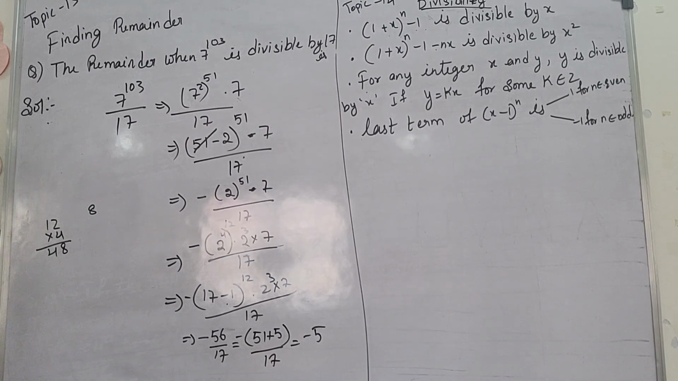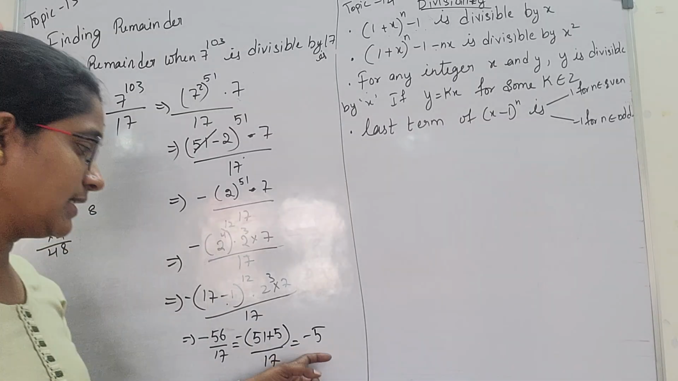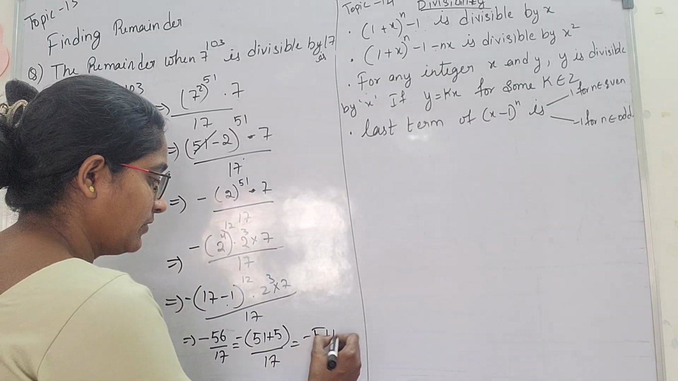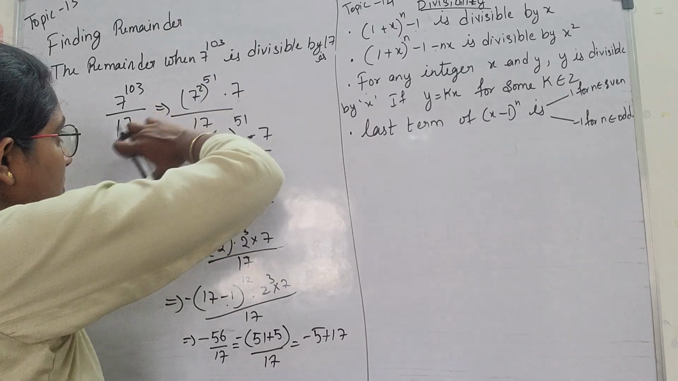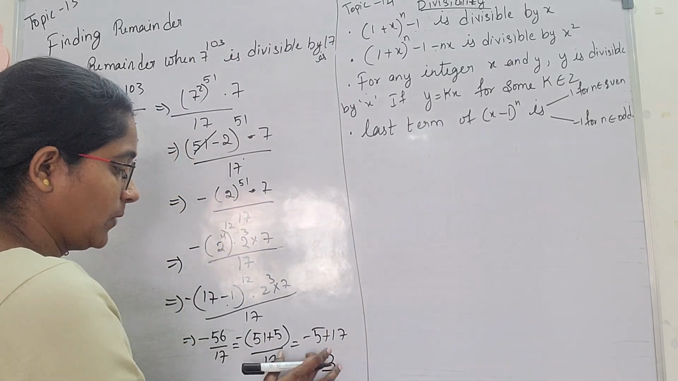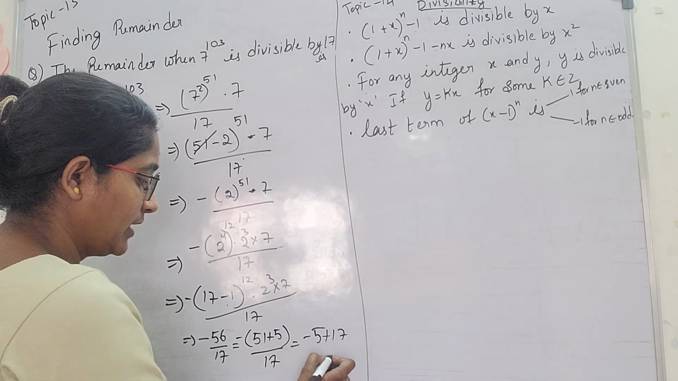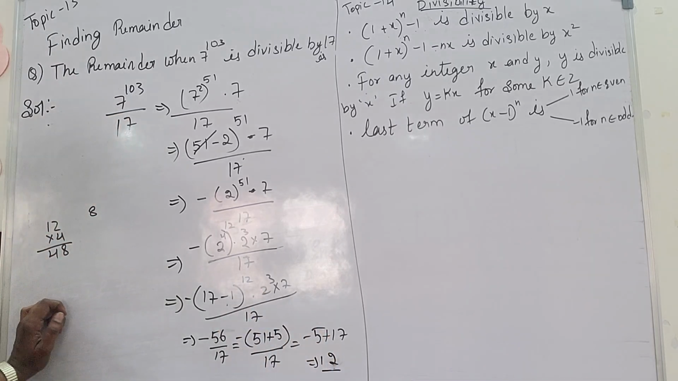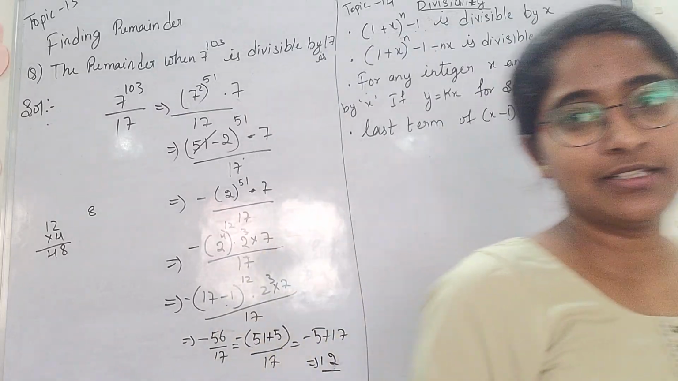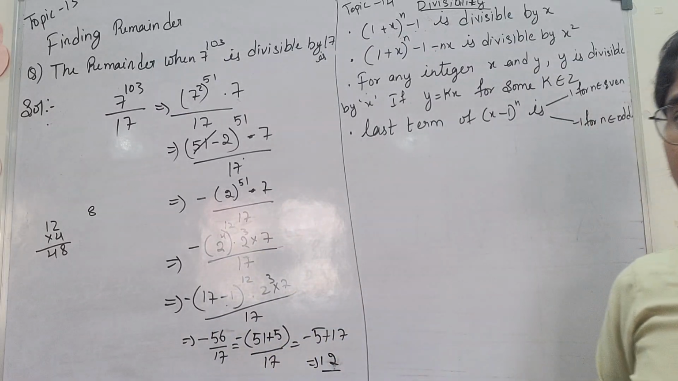But actually remainder will not be in the minus. So again we do plus 17, because this which we are dividing is more. So your final answer is 12. Whenever a negative value comes, then you can add the divisor to it, then your answer is 12. Like this you can do it.